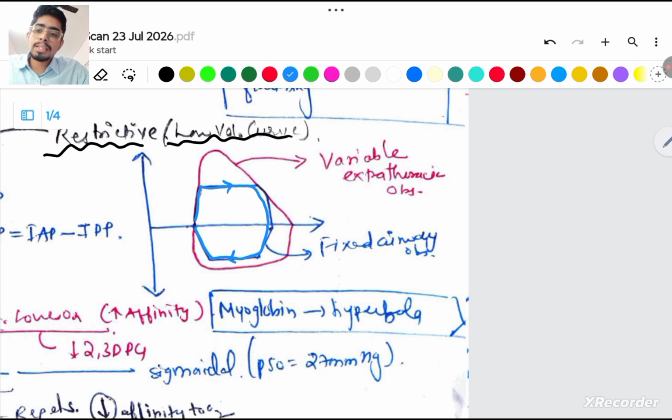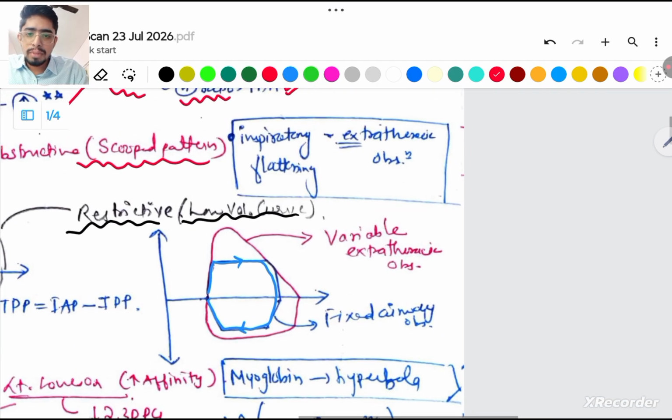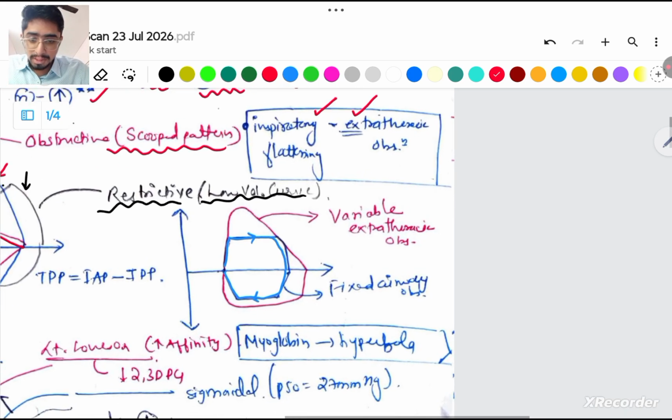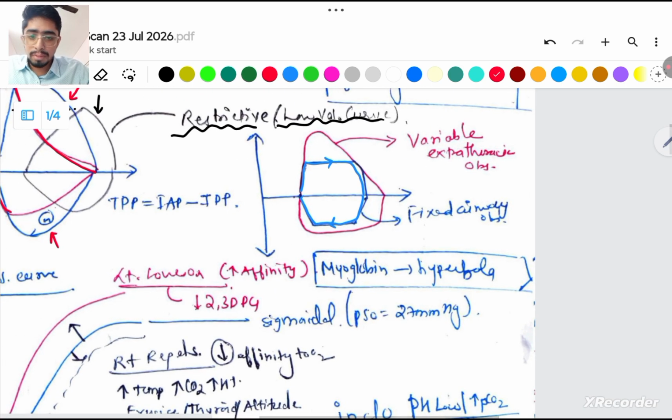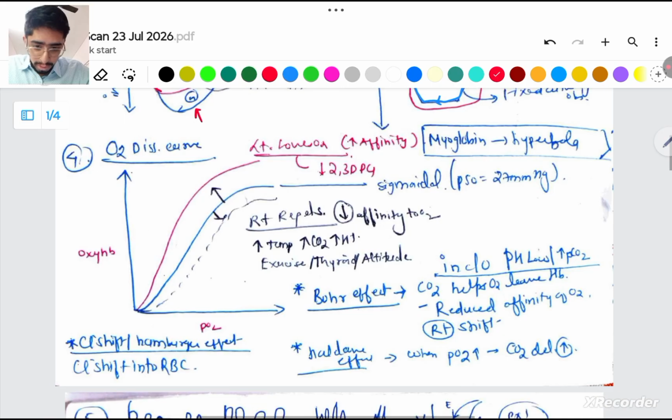In variable extrathoracic obstruction, there would be an alteration. What would be the alteration? When the inspiratory graph is flattened, there is an extrathoracic obstruction, and when expiratory flattening is there, you have an intrathoracic obstruction. That is the graph.